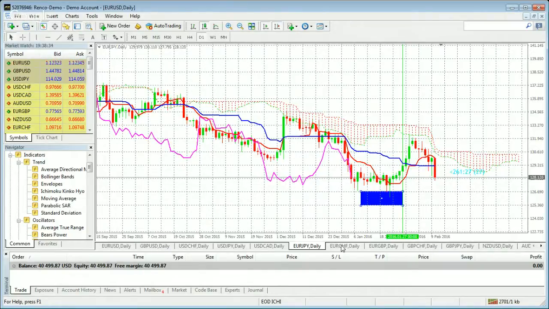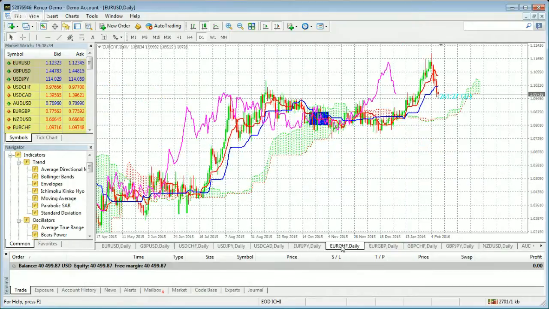Let's have a look at the next chart then. Here we have the Euro franc. Now with the Euro franc, what's this? Bullish, bearish? There we go, guys. It's bullish. Well done. Now what do you think is most likely going to happen?